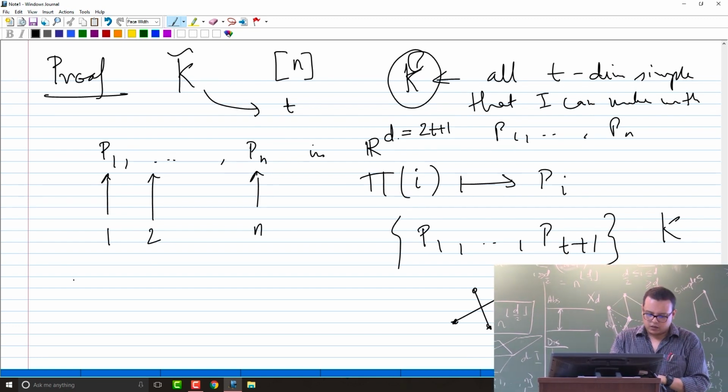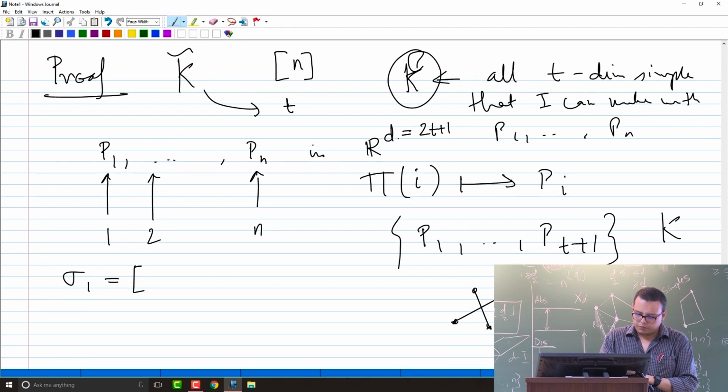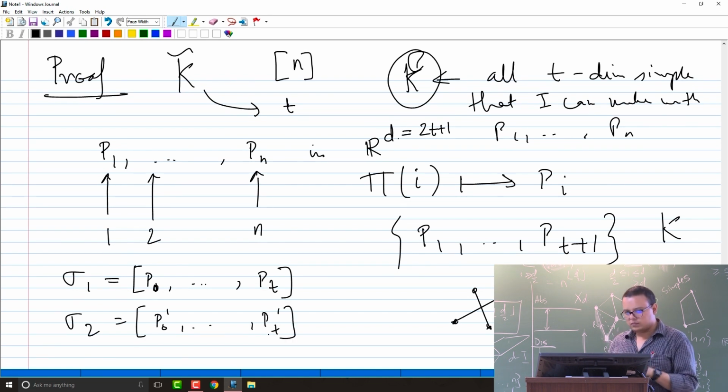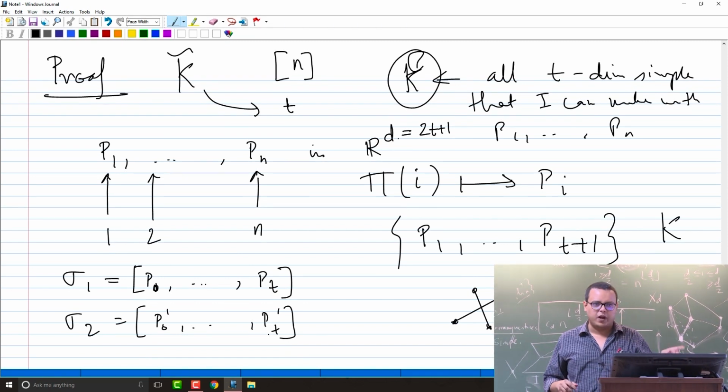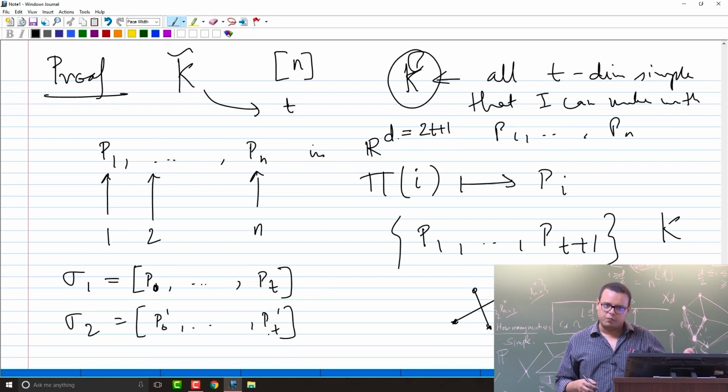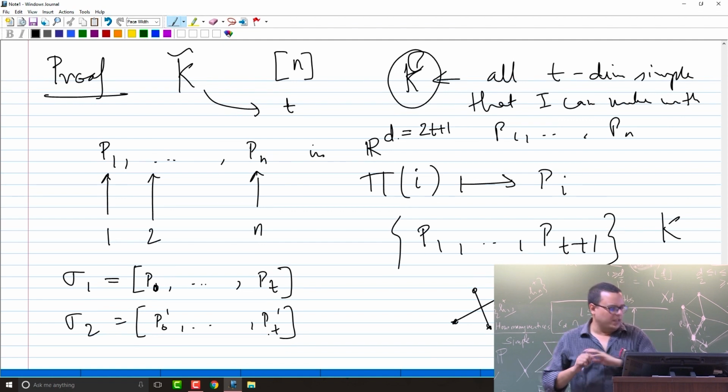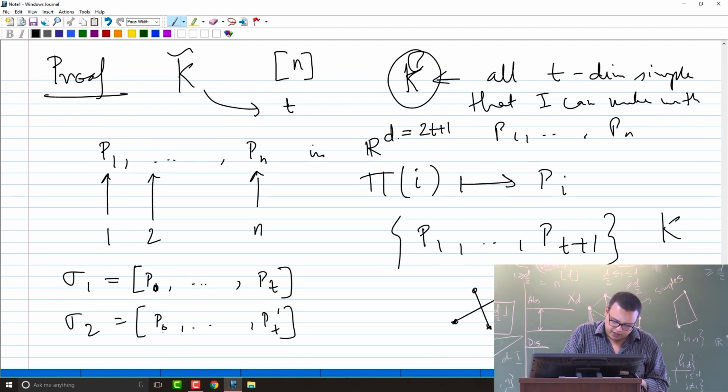Okay. So, how do I show that? Let us take sigma 1, which is equal to P naught to Pt, I like to do it with P naught, and sigma 2, P naught prime to Pt prime. Now, please do not say that P naught prime is in the set P1 to Pn. Yes, P naught prime is also in the set P1 to Pn. Okay, I just wanted to write it in this way. Or rather than doing this confusing thing, let me write it like this. Let us take it to be t plus 1 to 2t plus 1.